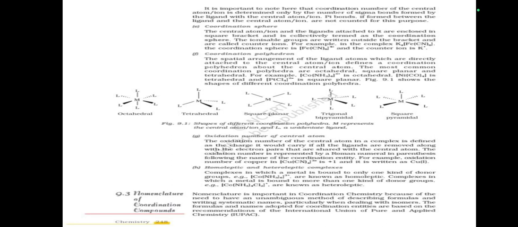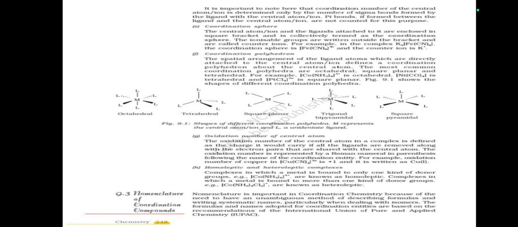unidentate ligand. Oxidation number of central atom. The oxidation number of the central atom in a complex is defined as the charge it would carry if all the ligands were removed along with the electron pairs that are shared with the central atom. The oxidation number is represented by a Roman numeral in parentheses following the name of the coordination entity. For example, the oxidation number of copper in [Cu(CN)4]³⁻ is +1 and it is written as Cu(I).